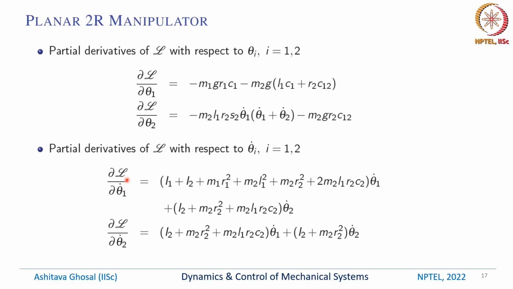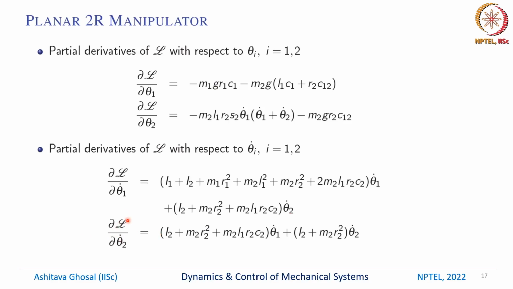So the partial with respect to theta 1 dot will contain I1 plus I2 plus m1 r1 square and so on, and then into theta 1 dot. There will be a term, as I said, which contains m2 l1 r2 c2. And then of course there is this other term when you take partial with respect to theta 1 dot, which is I2 plus m2 r2 square and so on into theta 2 dot.